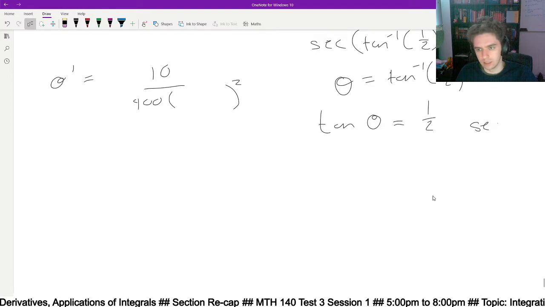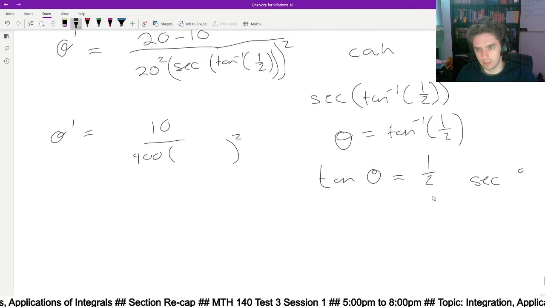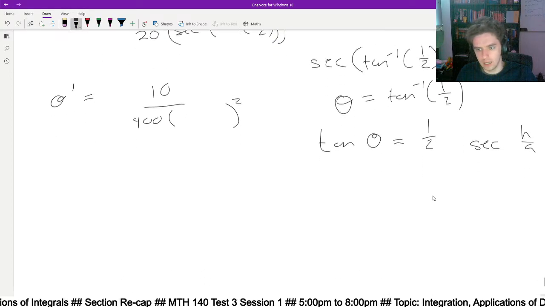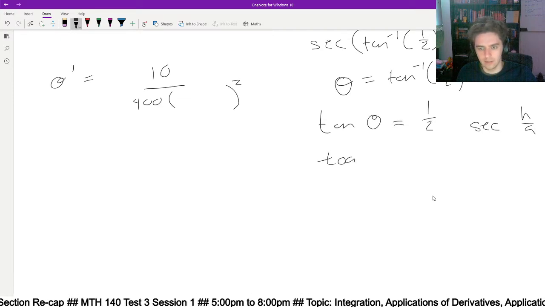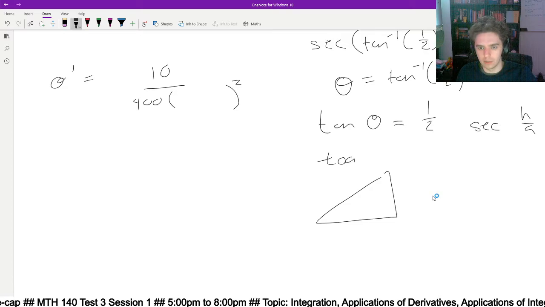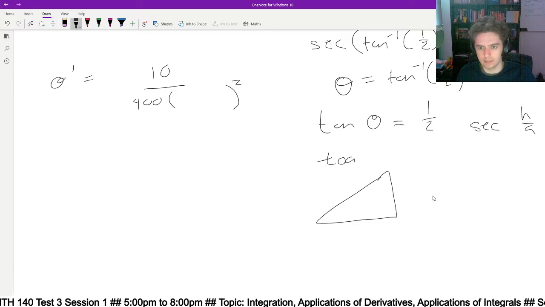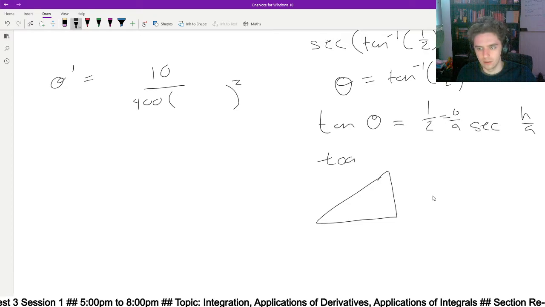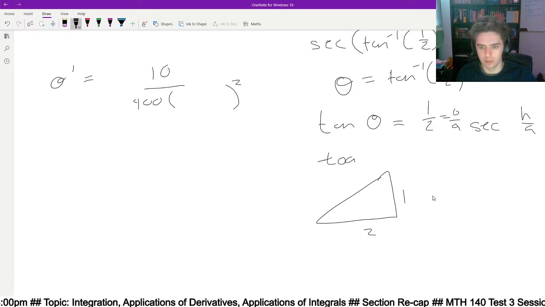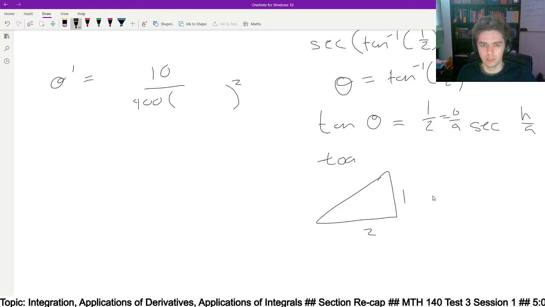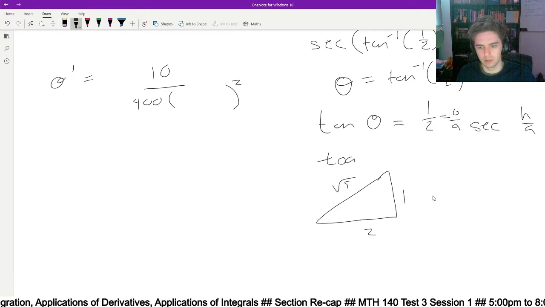So let me write that here. Secant is hypotenuse over adjacent. Tan is, of course, opposite over adjacent, right? So that means we have a triangle like this. The opposite is 1. The adjacent is 2. So the hypotenuse is the square root of 1 squared plus 2 squared, so square root of 5. So root 5. There you go.